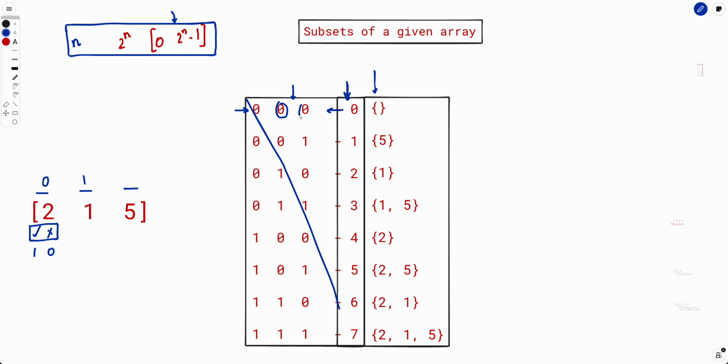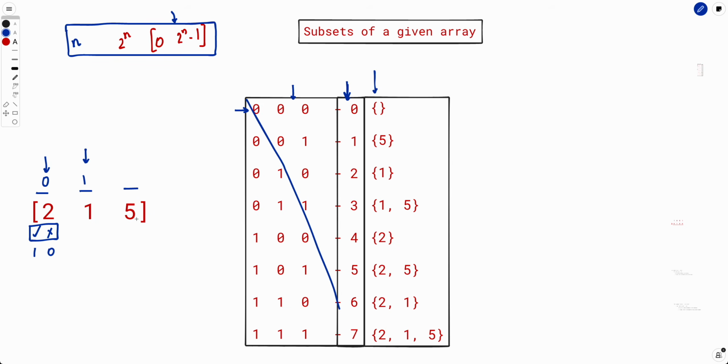If this bit is set, I will take this element, and so on and so forth. We will simply ask whether two is contained in this 0 or not, or whether the first bit is set in 0 or not, or whether the second bit is set in 0 or not, and so on. If the answer to the question of whether the ith bit is set in this particular number is yes, I will include that element. Otherwise, I will not include that element.